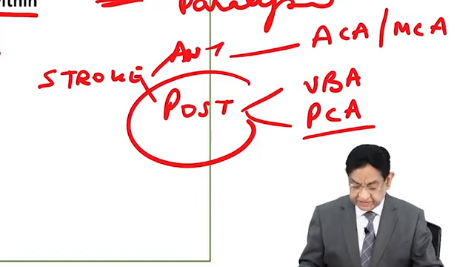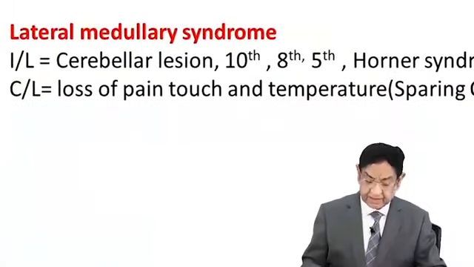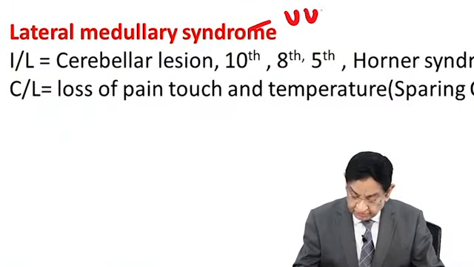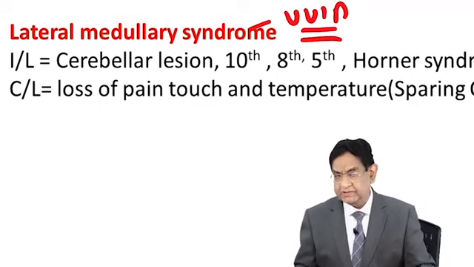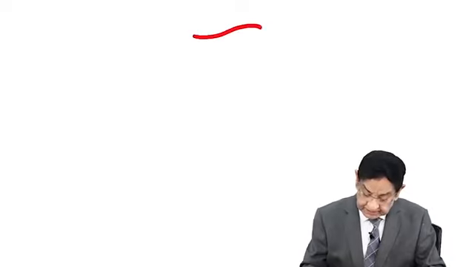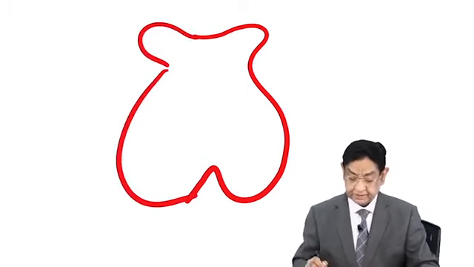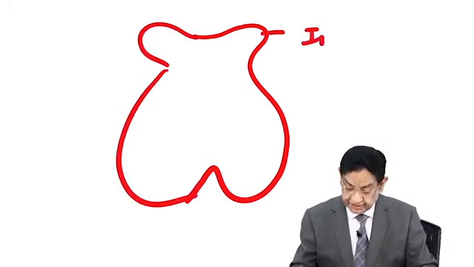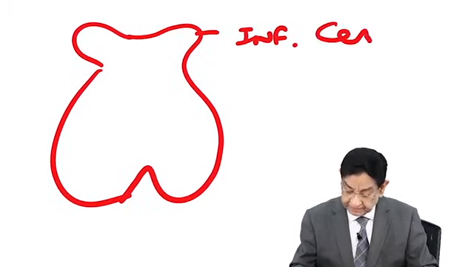So in the posterior circulation, the single most important is lateral medullary syndrome. This is one of the most VVIP topics. This question comes throughout the world, but you will never understand it unless you know the anatomy. So let's learn about the anatomy of the medulla. This is the medulla. This is the inferior cerebellar peduncle.